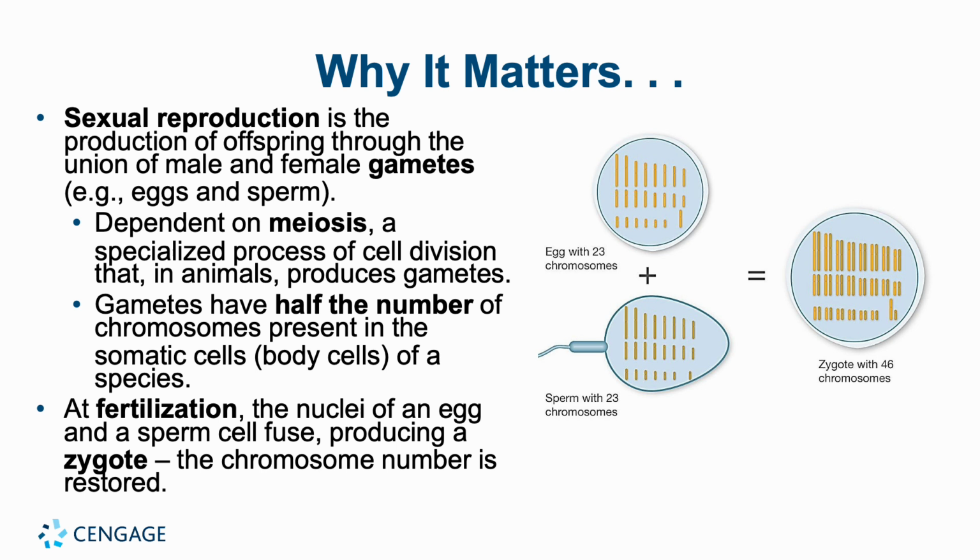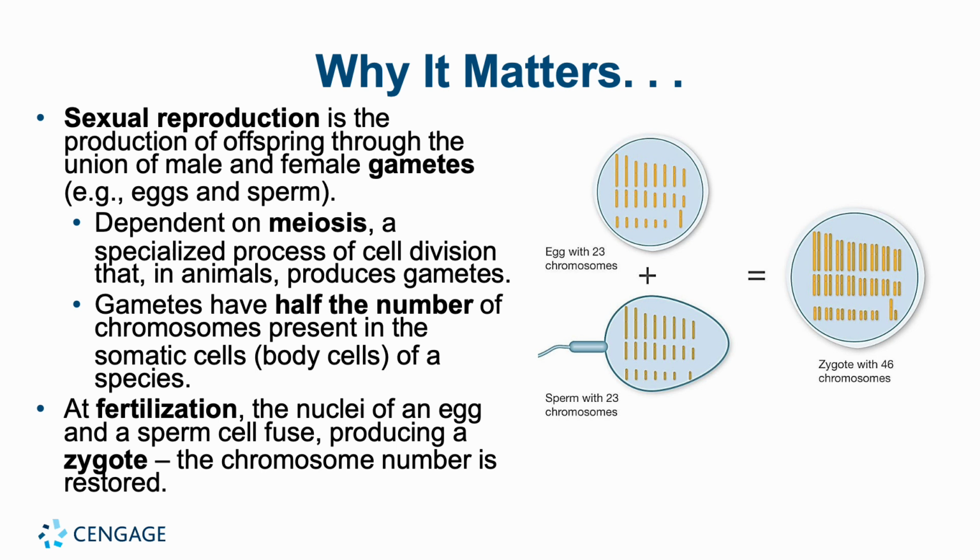female gametes. So gametes, this is our general term for sex cells, or for example, egg cell and sperm cell. And meiosis matters because it is a specialized process of cell division which produces these gametes or sex cells. So without meiosis, then sexual reproduction is not possible.